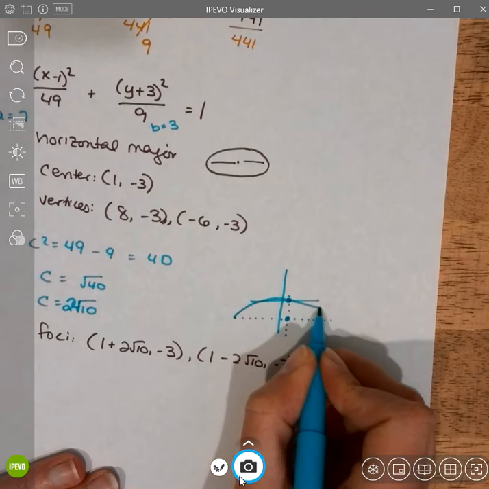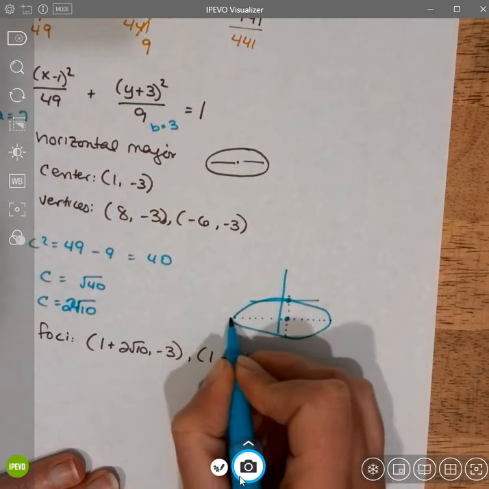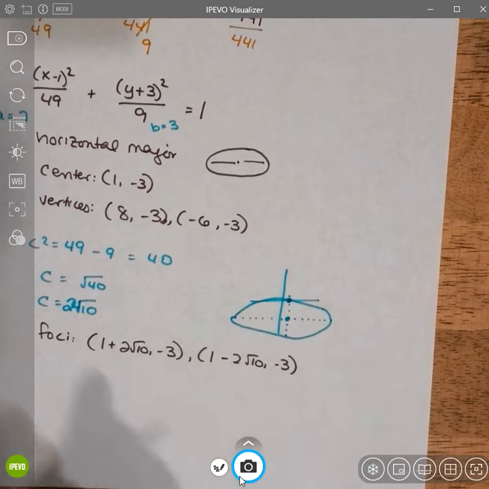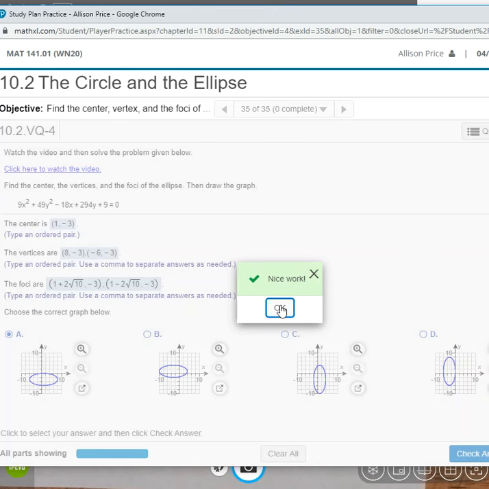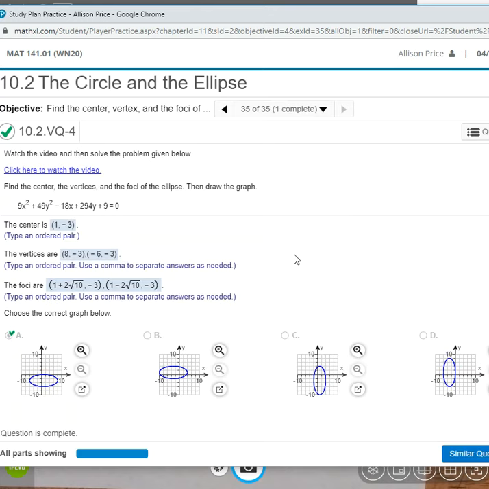So the ellipse is going to look something like this. It hits the x-axis right there. My ellipse is not very elliptical looking, but it gives me an idea what to look for. So yeah, it's going to be this one. And we got it.